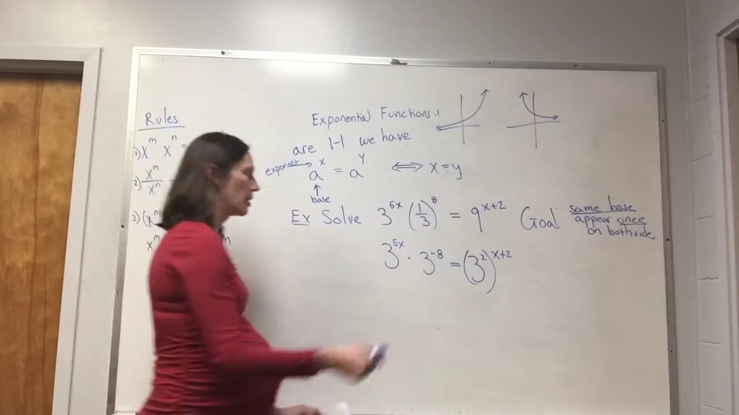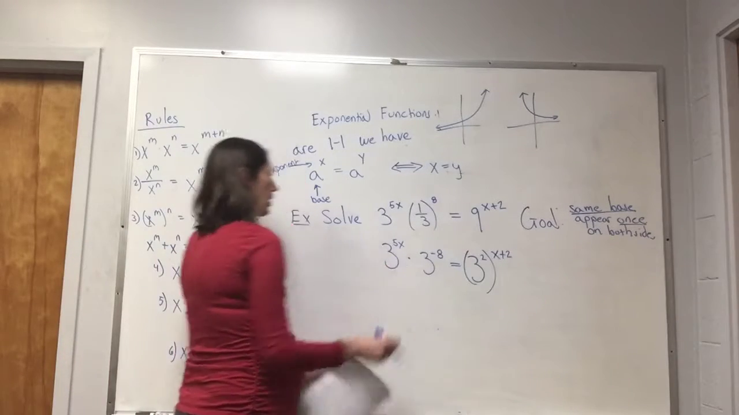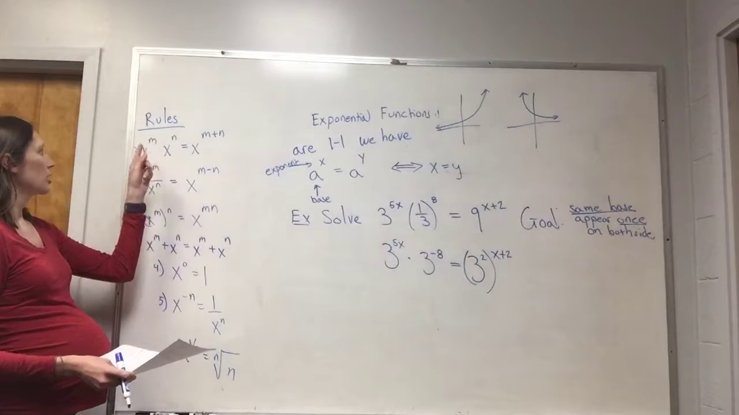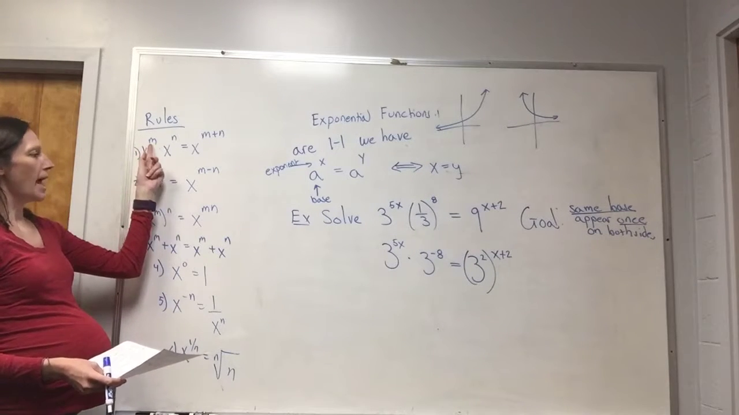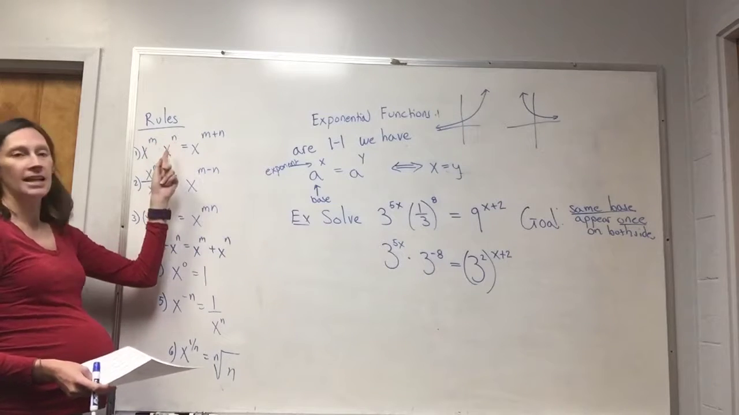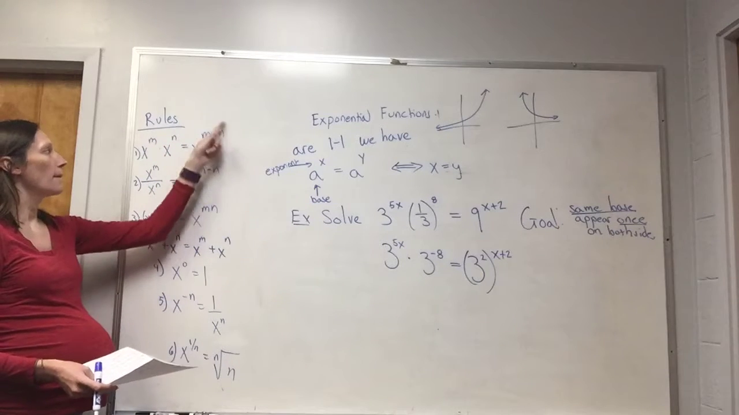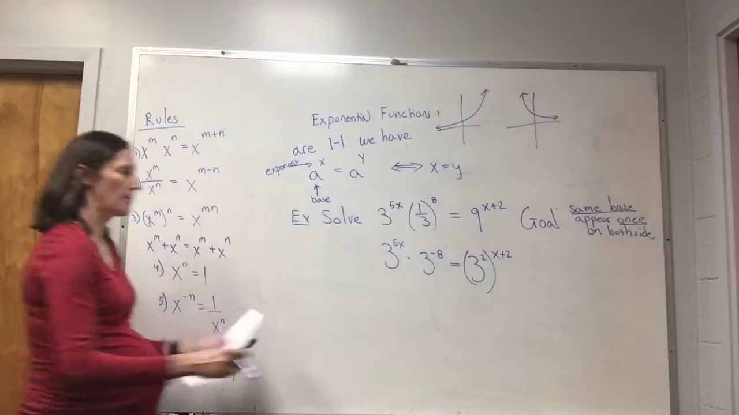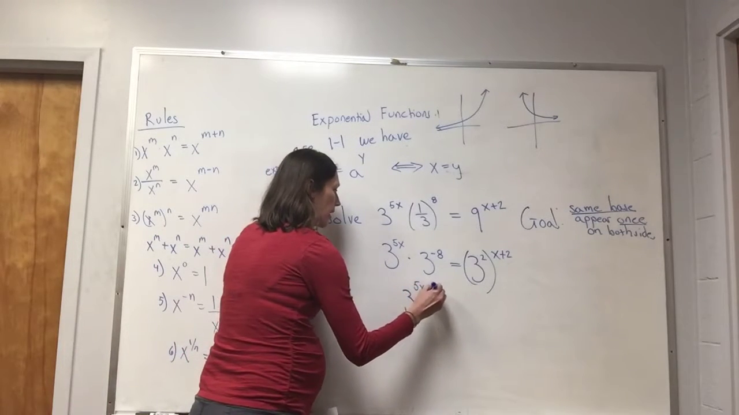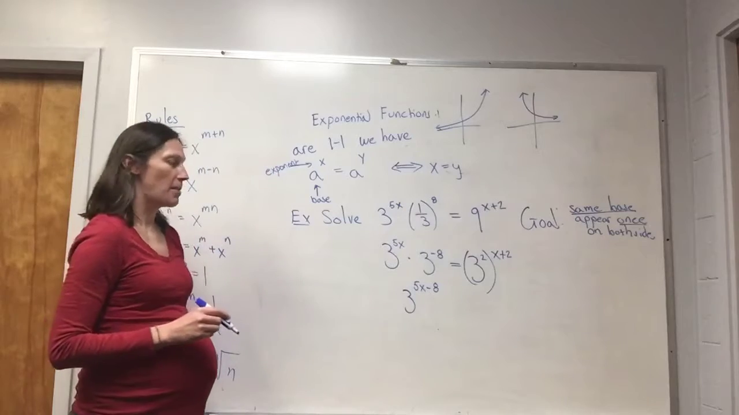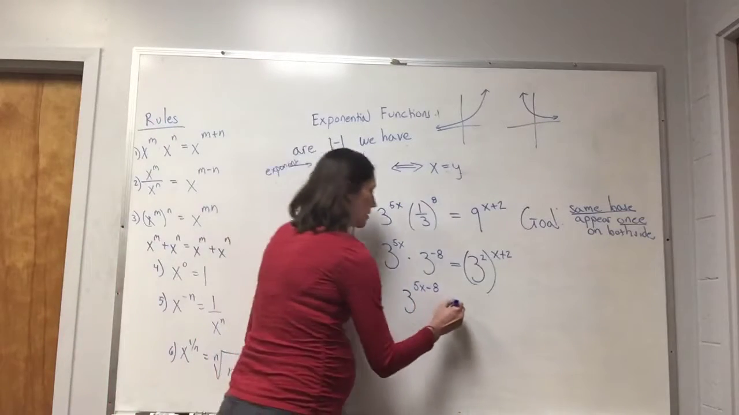9 is 3 squared. On the left-hand side, I'm in the situation like rule 1. 3 is my x, and my m is 5x, and my n is negative 8. So I can combine those exponents with addition. So rule 1 tells me the left-hand side is 3 raised to the power 5x minus 8.